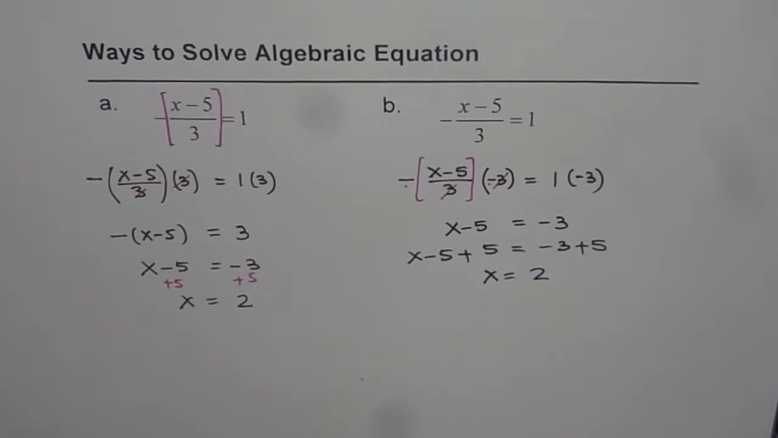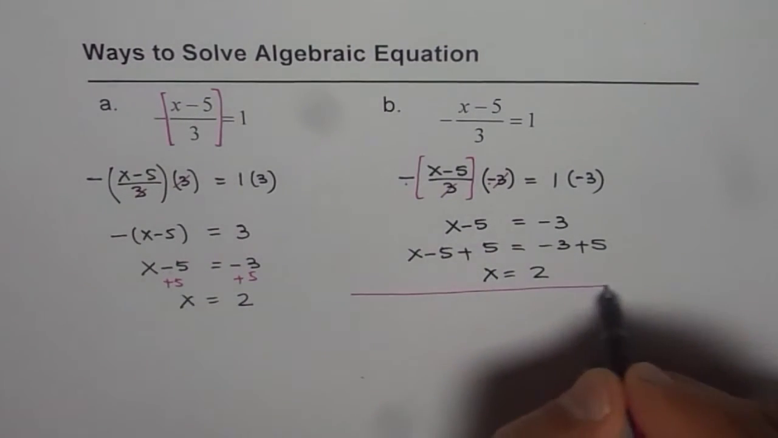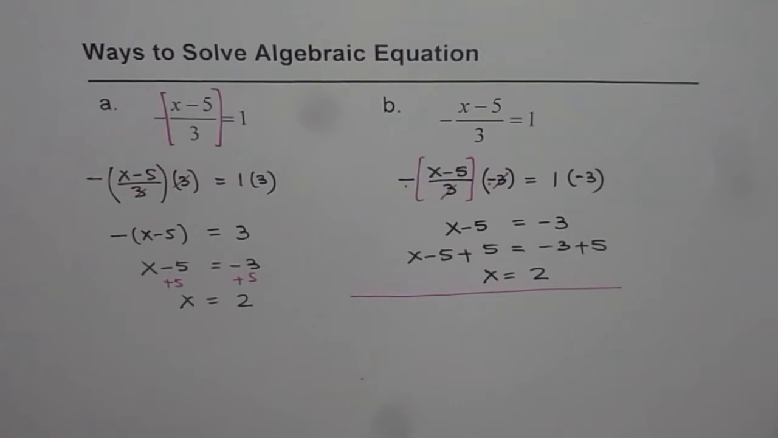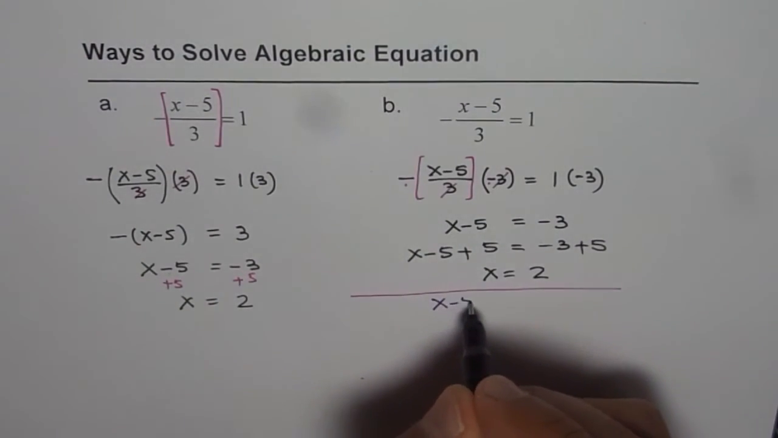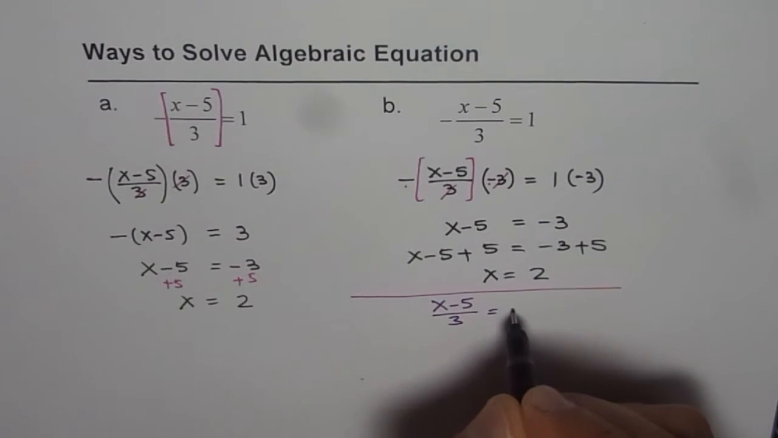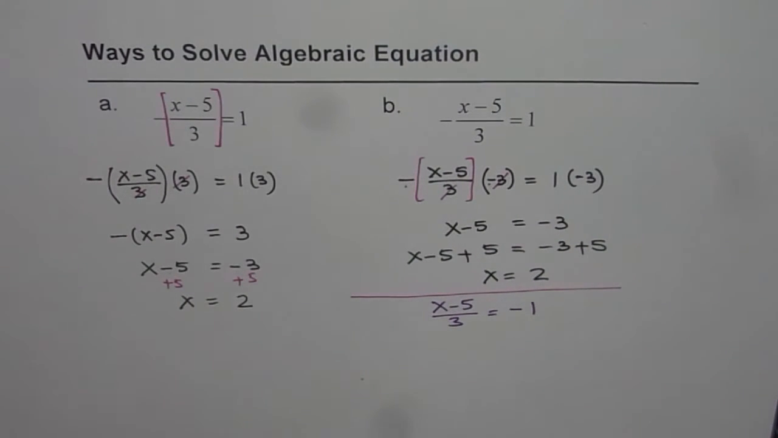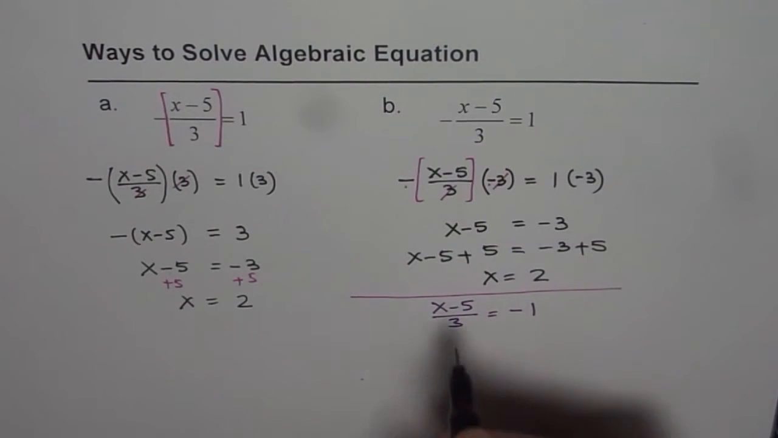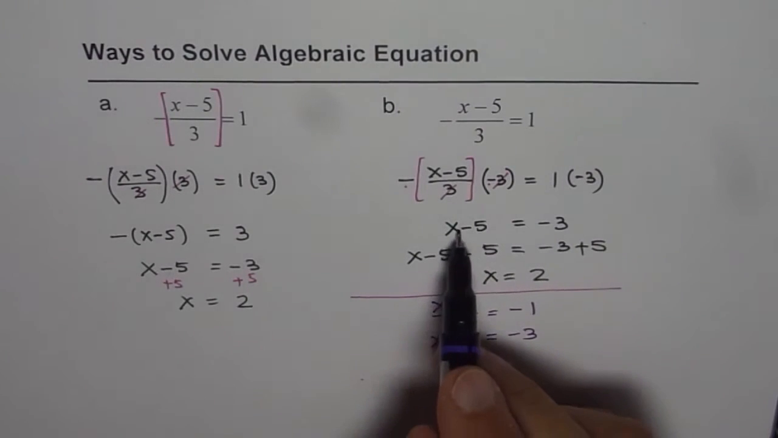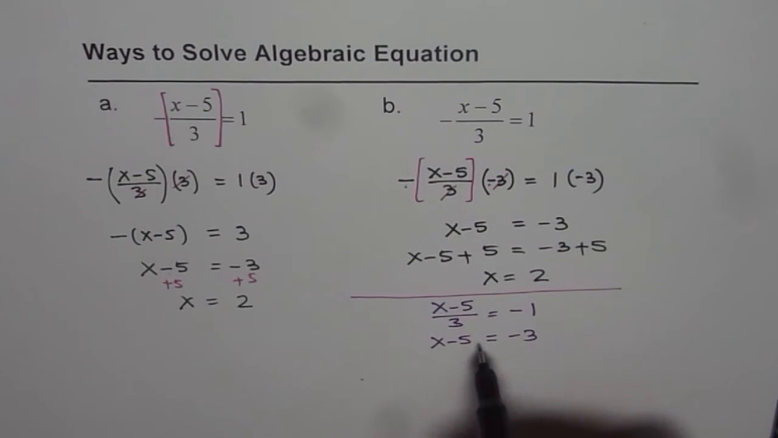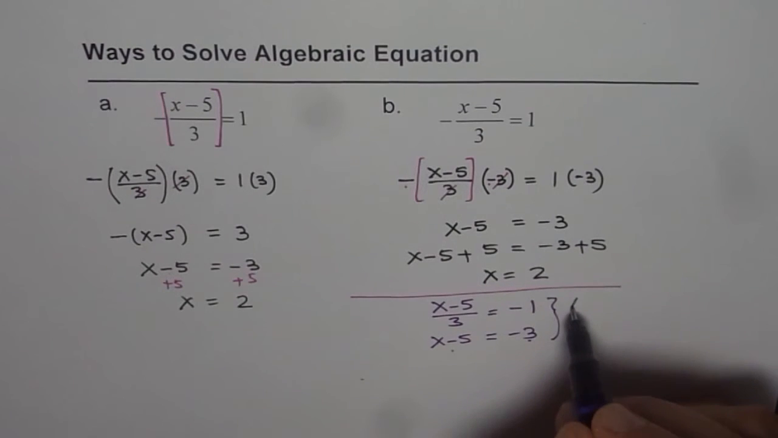Let's do that also. So I'll show you the third method, which is, this time I will multiply by a negative number on both sides. If I multiply by the negative number, I'll get (x minus 5) over 3 equals minus 1. Do you see that? And then we can multiply by 3. So we get x minus 5 equals minus 3. So we get the same equation, right? And from here we know x equals 2. So we get x equals 2, the same way. So that is an alternate step.